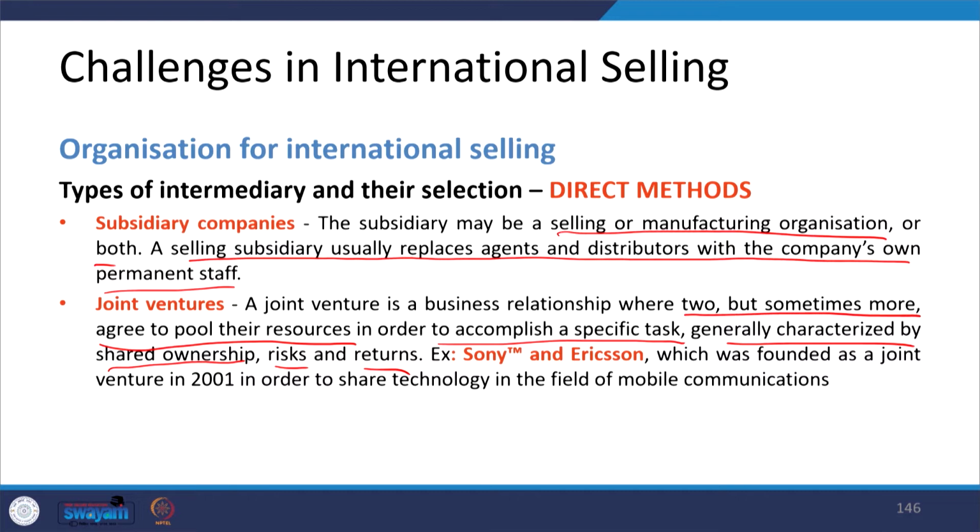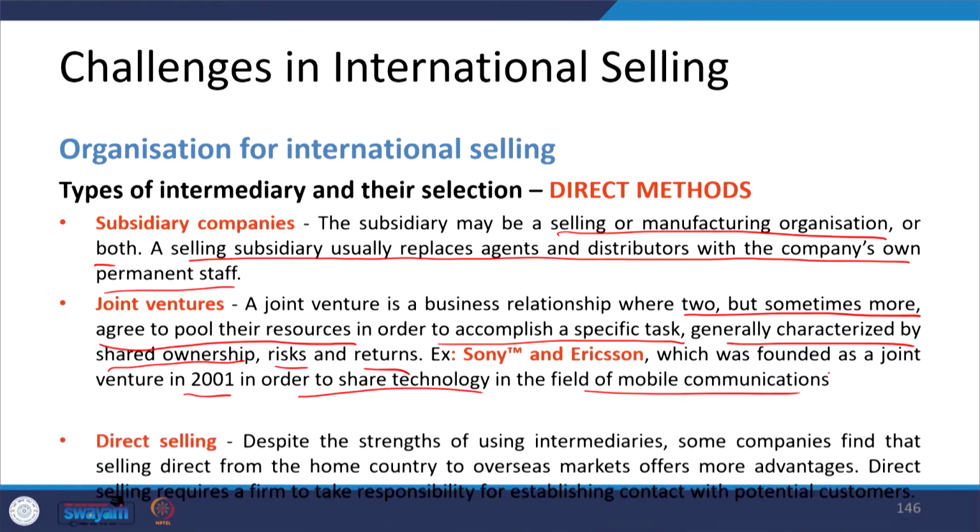So Sony and Ericsson, we know the popular joint venture, that is Sony Ericsson, which was founded as a joint venture in 2001 in order to share technology in the field of mobile communication. So that's one kind of example of joint ventures.